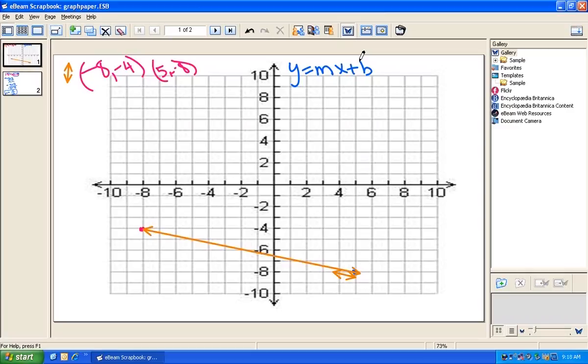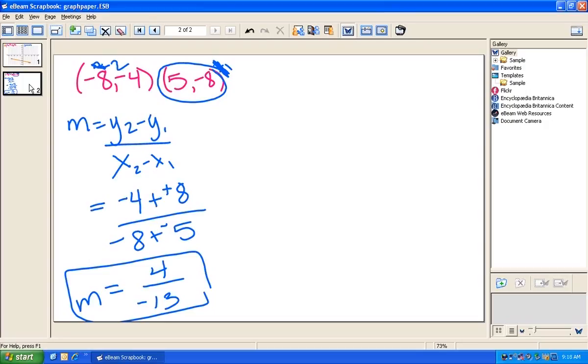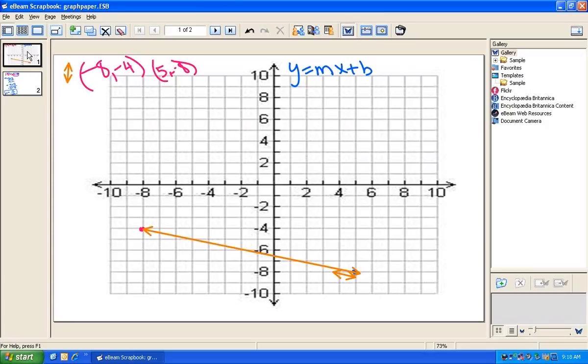Negative what? It's a fraction. Negative 4/13. So we're going to plug it into our equation: y equals negative 4/13 x plus b.